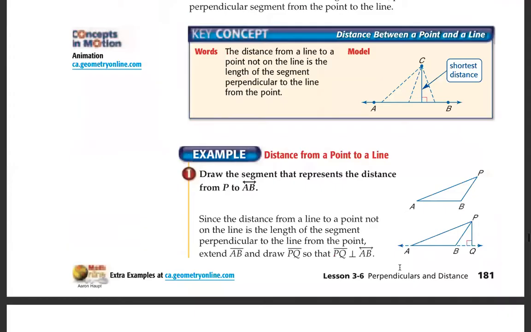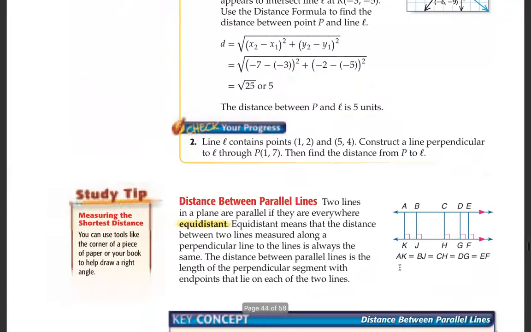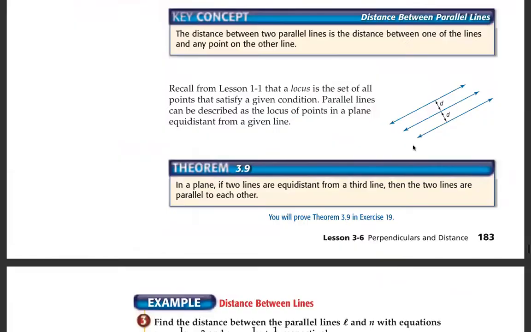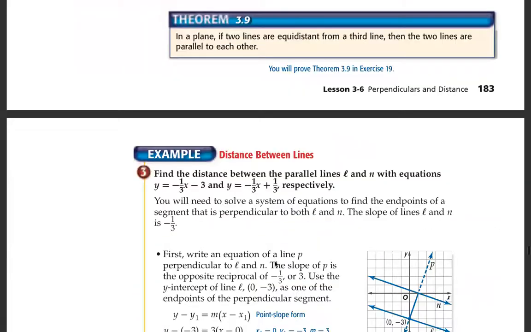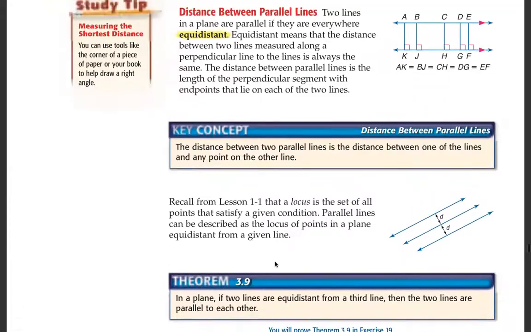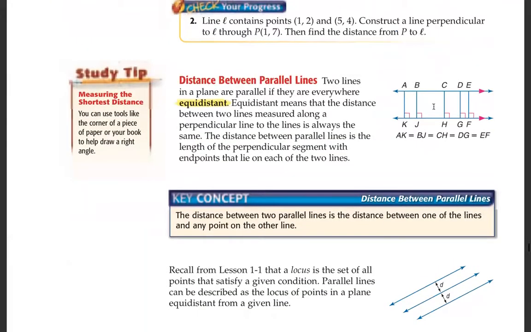Same thing with parallel lines. When two lines are parallel, to find the distance between them is to also construct a perpendicular line between them. For example, from this line on top to the line at the bottom, since these two are parallel lines, to find the distance between them, we can draw a line from A to K, making sure it's perpendicular. You can have a line from point C to point H, and they're perpendicular.